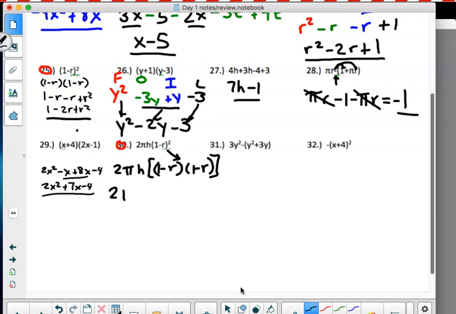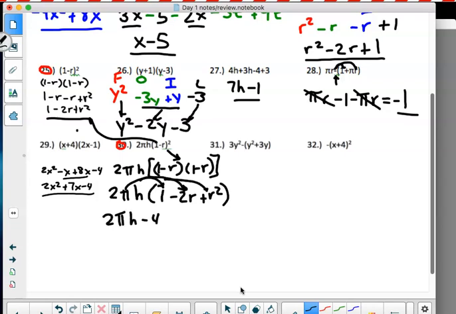And so now I got 2 pi h. And remember, I FOILed this earlier. That's actually up here. Okay? My first is 1, my outside and inside, minus 2r. My last is going to be plus r squared. Now I'm going to multiply that with this. So now I've got 2 pi h minus 4 pi rh plus 2 pi r squared h.